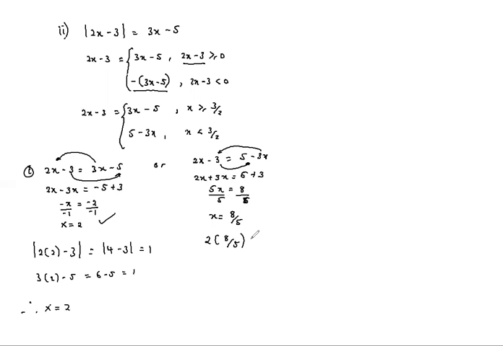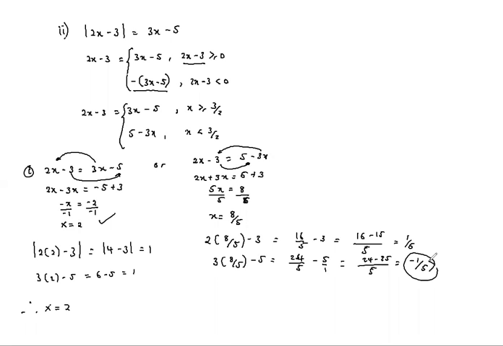8 over 5 minus 3. We get 16 over 5 minus 3. 5 down, you have 16 minus 15, which is 1 over 5. Then the other side, 3 times 8 over 5 minus 5. That will be 24 over 5 minus 5. Common denominator 5, you get 24 minus 25, which is negative 1 over 5. Negative 1 over 5 cannot be equal to the modulus. So we discard this. So our solution is just x is equal to 2.